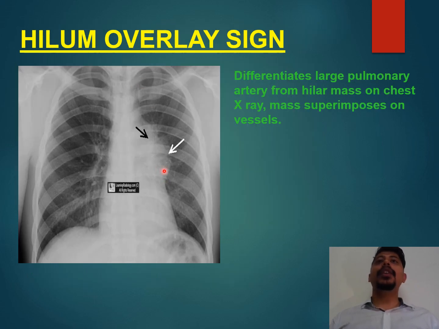Hilum overlay sign. It differentiates a large pulmonary artery. We can appreciate this hilum here, and this is the hilar mass. So if the mass superimposes the hilar vessels, then it could be an anterior or posterior mediastinal mass. To locate the position of the mediastinal mass, this sign is useful. So this is the hilum overlay sign.